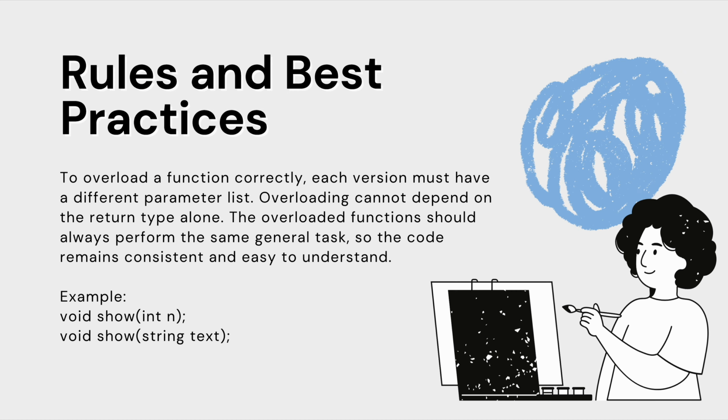Rules and best practices. To overload correctly, each version must differ in its parameter list, not only by its return type. It's also a good idea to make sure all overloaded functions perform the same general type of task so your program stays consistent and easy to follow.